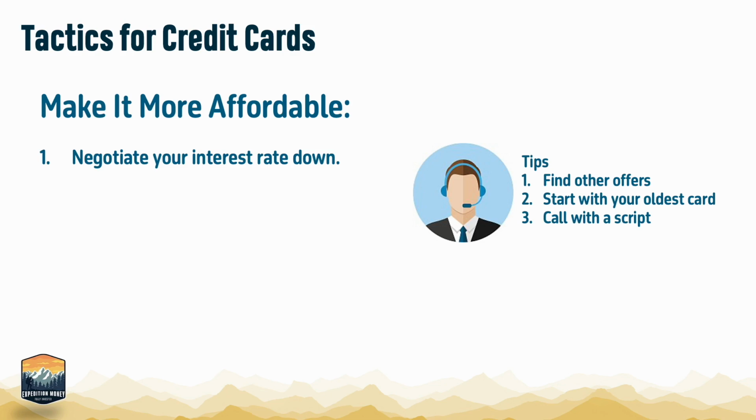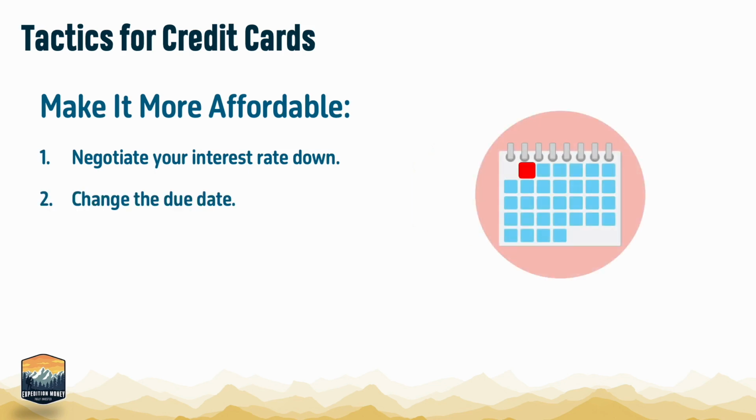And lastly, you can use a script that helps you lay out why you need a rate reduction and how it'll help you pay them. Second, consider changing your due date. A lot of times we have bills due at the same time of the month. If it would help to have some of your monthly bills come later, maybe after your second paycheck, call your credit card company or request a change to the due date.